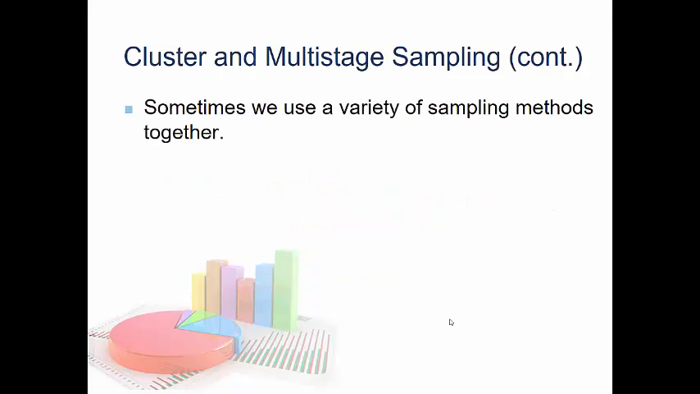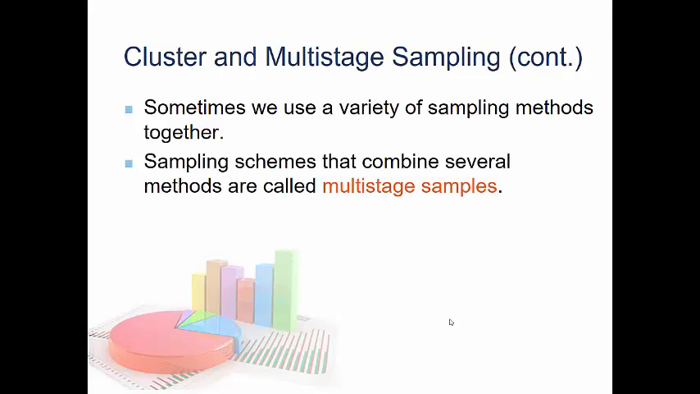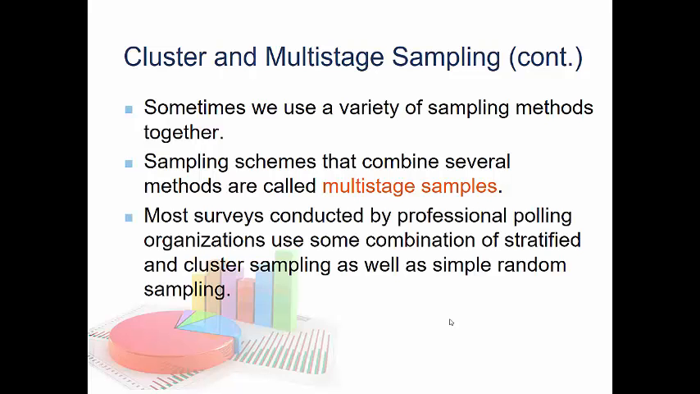Sometimes we use a variety of sampling methods together, and when we do that, we call that a multi-stage sample, when it combines several methods. And most surveys that are done by professional polling organizations use a combination of stratified and cluster as well as simple random sampling.